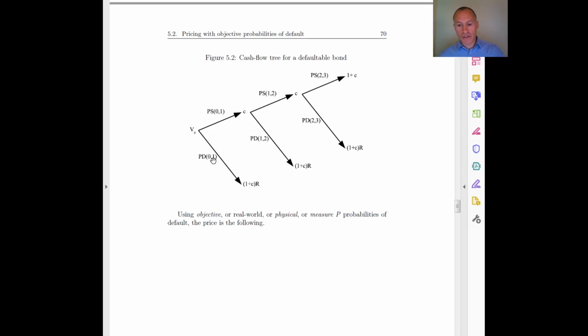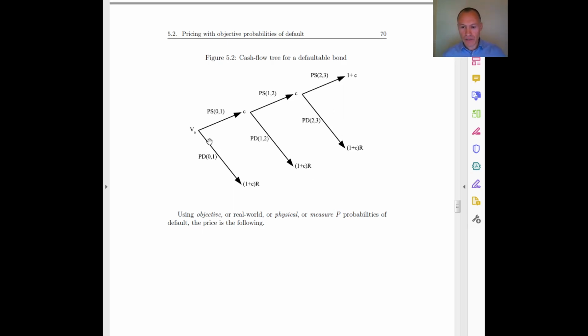If the firm defaults in the first year, which will happen with some probability of default between 0 and 1, we will get the recovery rate, and we assume that both coupon and principal become due at that default moment, but we just get a fraction, say 40% of that. If we are still alive at the end of the first year, then in the second year we may default with probability PD between 1 and 2, between here and here, and we get again that recovery on principal plus coupon, and so on. We keep evolving like this, right?